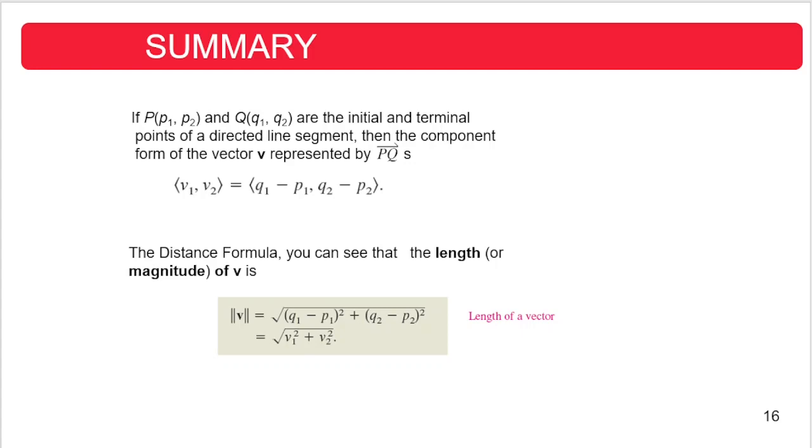To find the length of this vector from P to Q, we make use of the distance formula, which is equal to the square root of the sum of the square of the first and the second component. So you have the square root of the square of the first component, q1 minus p1, plus the square of the second component, q2 minus p2. But this is also the same as the square root of the square of the first component, b sub 1 squared, plus the square of the second component, b sub 2 squared.